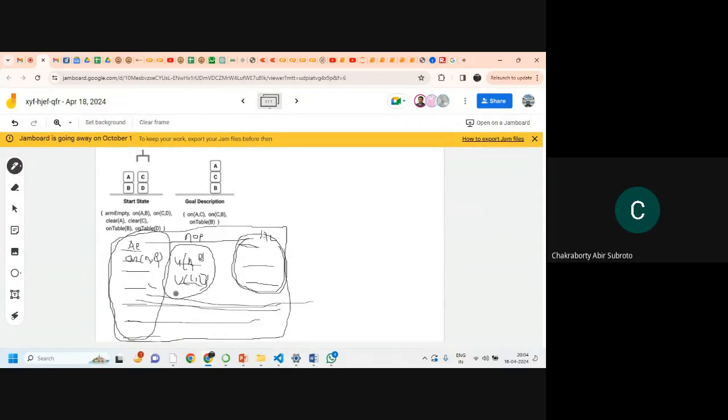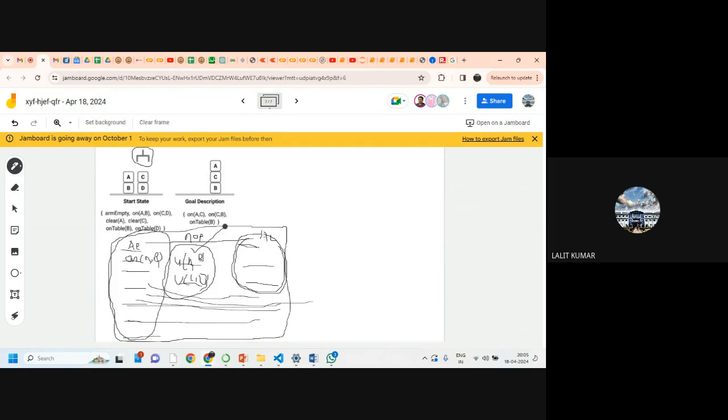Now, just think about unstack AB and unstack CD. Can these two actions happen simultaneously? No, because they need an arm, and there is only one arm. So that's why they immediately become mutex actions. Now you come to the proposition layer.